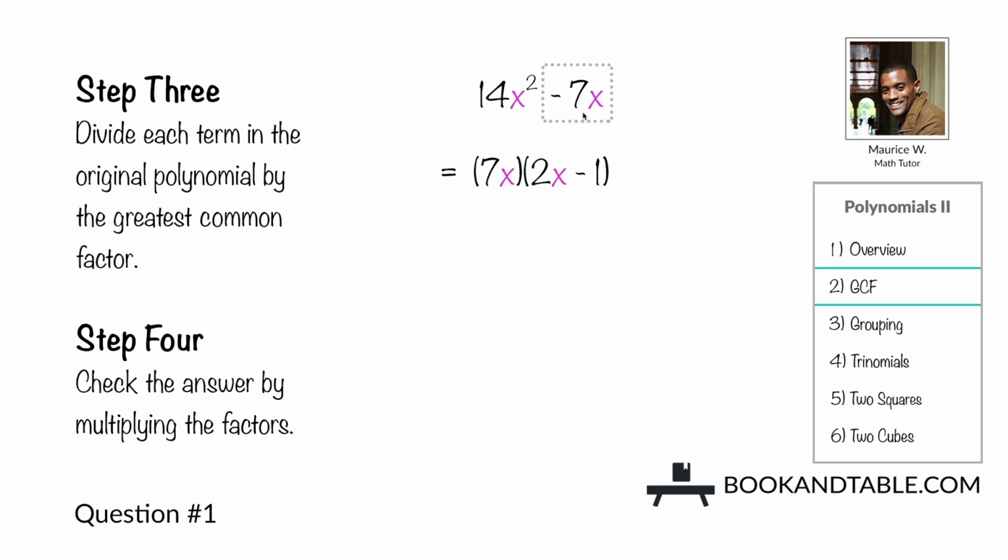We then divide the second term in our original polynomial by the greatest common factor, giving us negative 7 divided by 7 is negative 1. X divided by x is 1. Negative 1 times 1 is negative 1. So the factors of 14x squared minus 7x are equal to 7x times 2x minus 1.